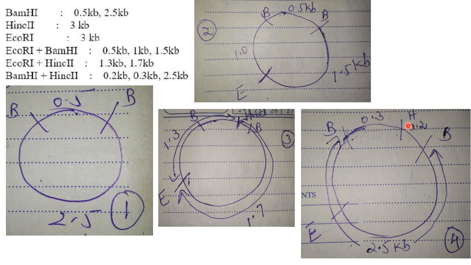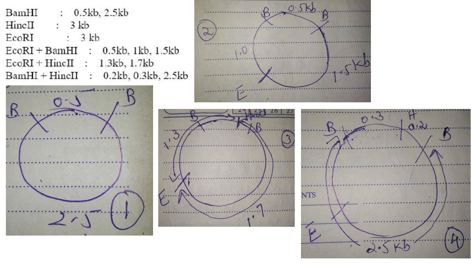So Hinc 2 must be between two BamH1 sites. Now you can confirm it by this digestion. EcoR1 and Hinc 2 you get 1.3 kb. Hinc 2 is here. So you get a 1.3 kb and a 1.7 kb upon digestion. If you do it, you will come to know. So these are the various maps upon restriction digestion.